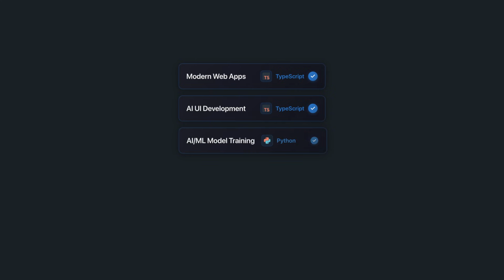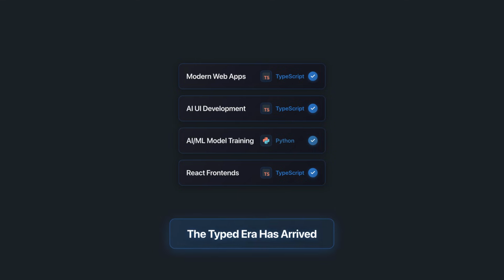So where does this leave us? TypeScript is number one overall and is the default for modern web apps and AI UI development. Python still dominates AI and ML model training. But for everything from React frontends to AI-powered applications, the typed era has arrived.